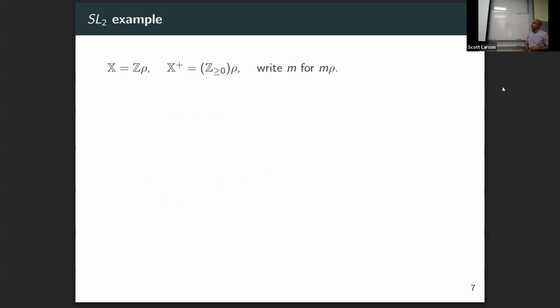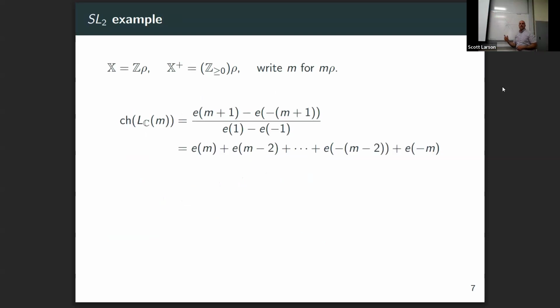And so what does Weyl's formula look like here? Well, the Weyl group is just the symmetric group on two elements. The non-trivial element just multiplies your weight lattice by -1. And so if I have the weight M, then if I add rho to M, that just makes it M plus 1. So I have the basis element e of M plus 1 in the group algebra, minus, when I flip that, e of minus M plus 1, and I'm dividing by this denominator here.